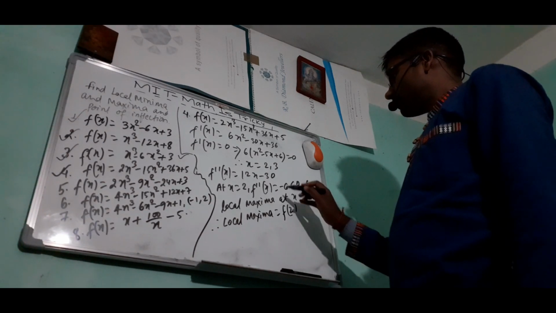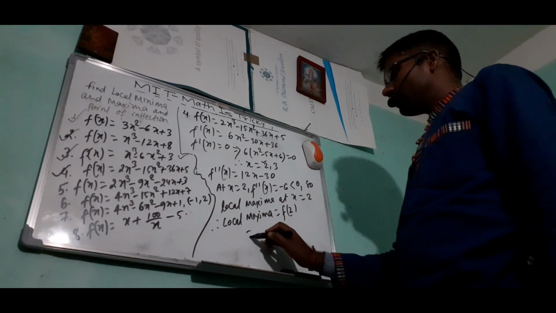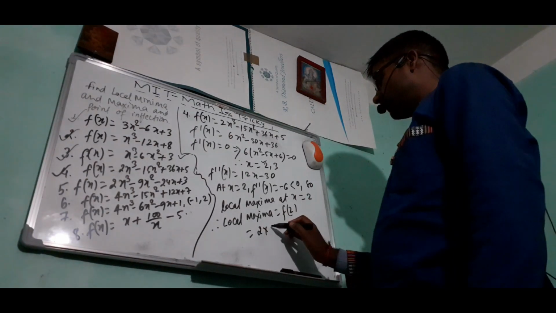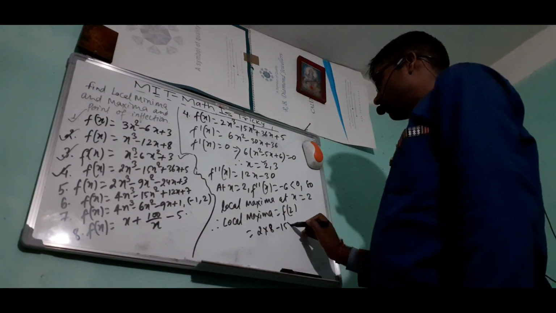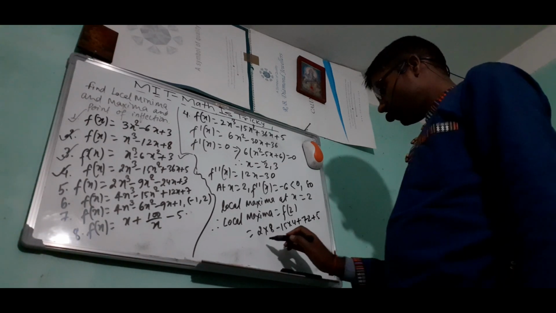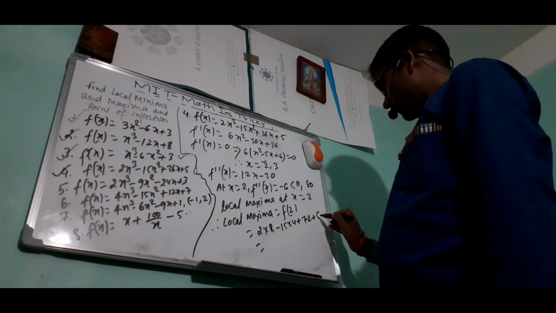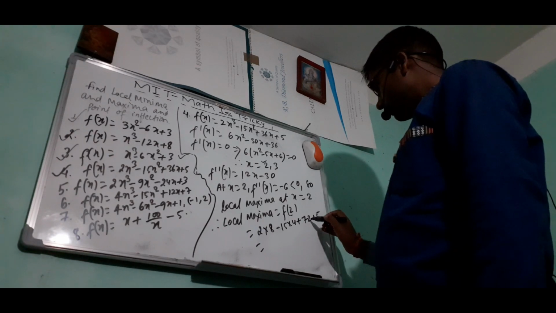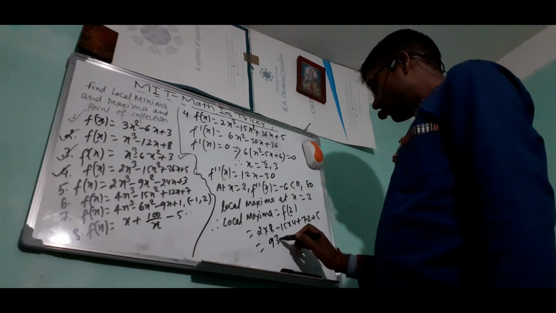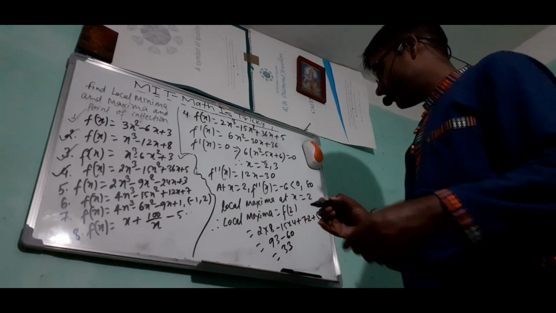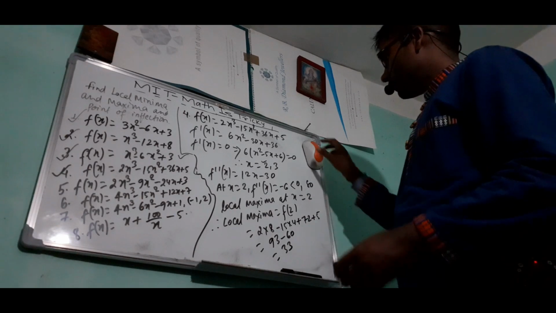If we put x equals 2, it will be 2 cube is 8 into 2 minus 15 into 4 plus 72 plus 5, which comes to 93 minus 60, so it is 33. So this is our local maxima.